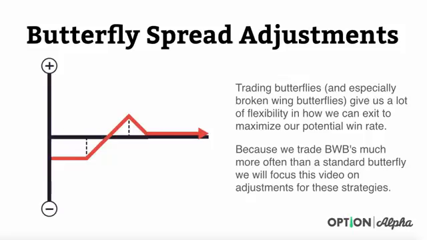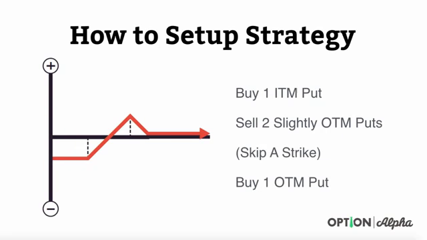And in today's video tutorial, we want to talk about how you can adjust a butterfly spread. Trading butterflies, especially broken wing butterflies, gives us a lot of flexibility in how we can exit to maximize our potential win rate on this strategy. Because we traditionally trade a lot of broken wing butterflies here, much more often than the standard, even or balanced butterfly, we'll focus this video on adjustments for these types of strategies, like the one you see here with the payoff diagram.